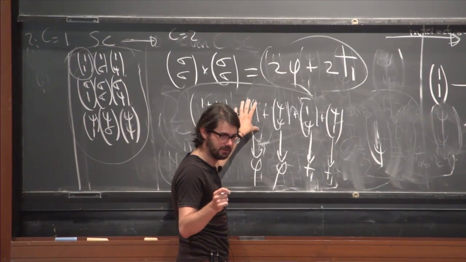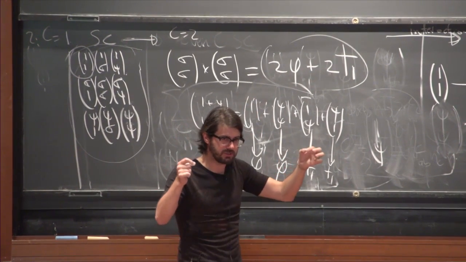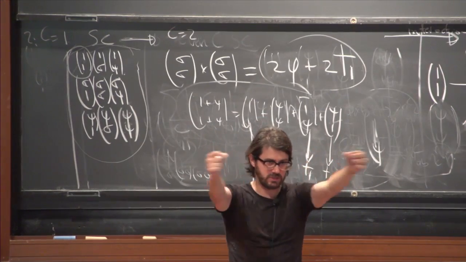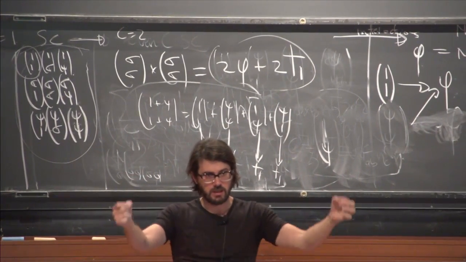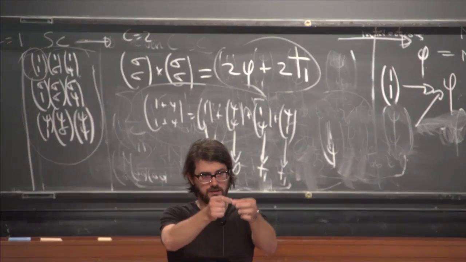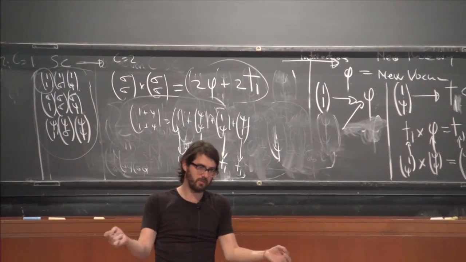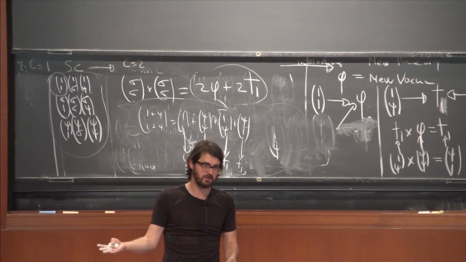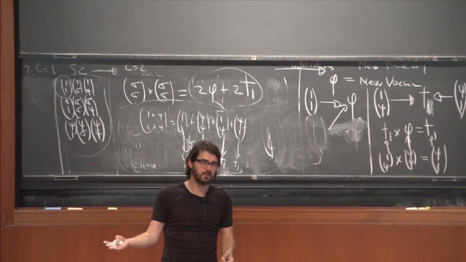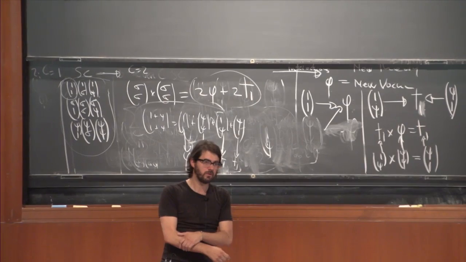Is it clear that there are 4 options? If I have 2 vortices that I can fuse in the upper layer and 2 that I can fuse in the lower layer, these 2 can be either occupied or unoccupied. These 2 also can be 1 or psi, occupied or unoccupied. So I get 4 options. It's not simply plugging in, summing over each component.